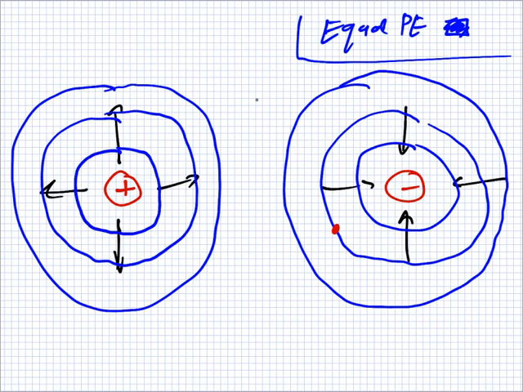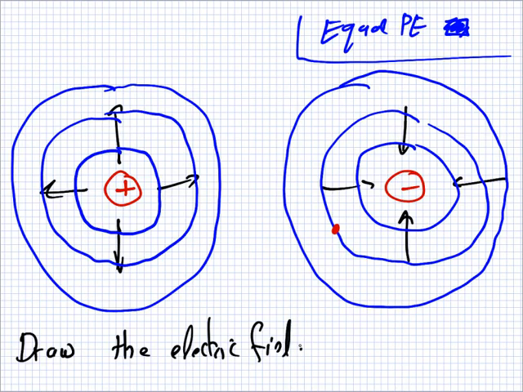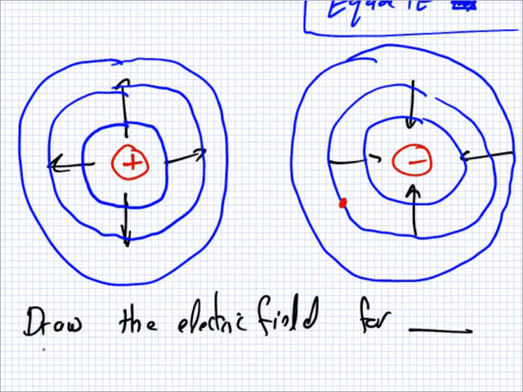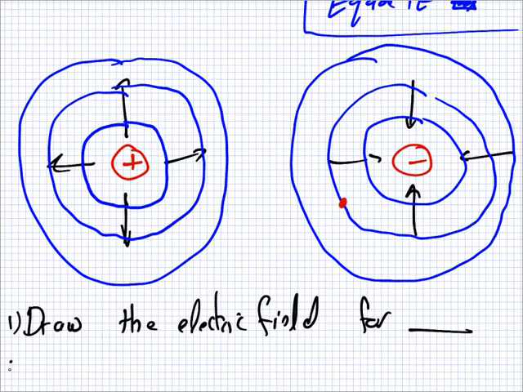I've seen this question in the exam a couple of times where the question would say, draw the electric field for a given charge arrangement. And then it would also say part two, like this would be part one, part two would be draw the equipotential.